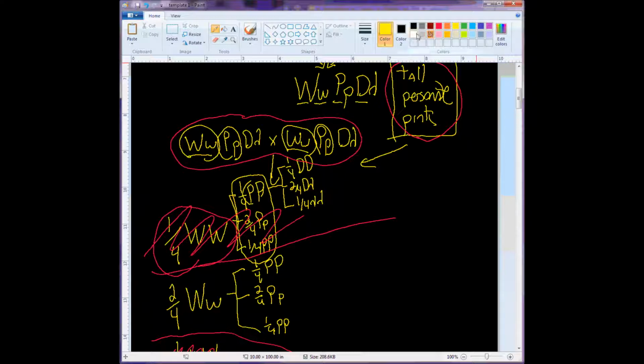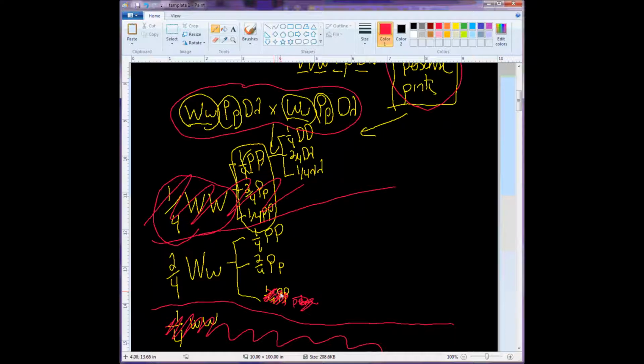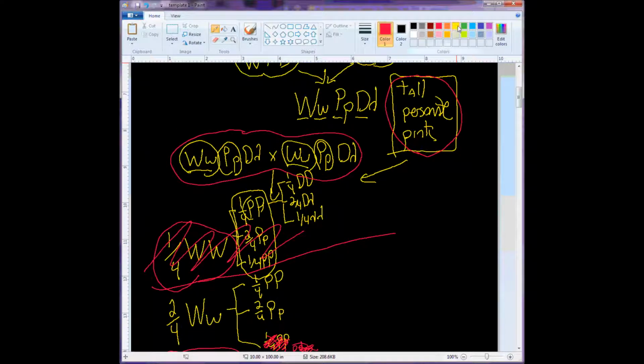So again, of the 2/4 progeny from that cross that inherit a big W and a little w, we don't care about the 1/4 of those that are going to be pyloric. So these would be pyloric. We don't care about those. So we don't need to continue on with that genotype down here. We only want the tall and personate. Okay, so let's take a look here. So these 1/4, 2 big P's, 2/4, big P, little p, those are the personates.